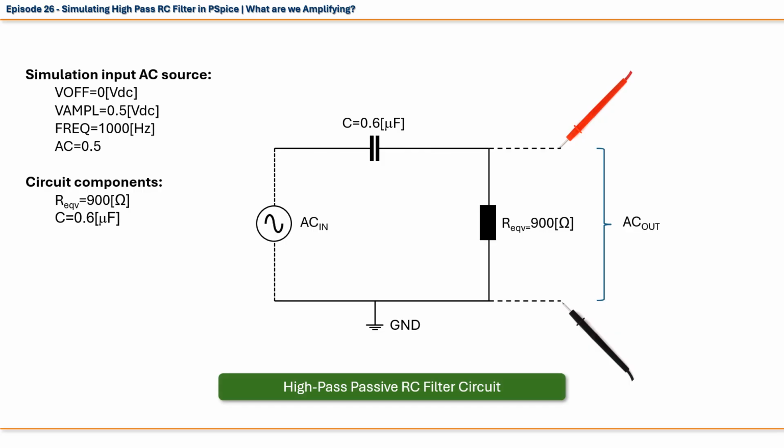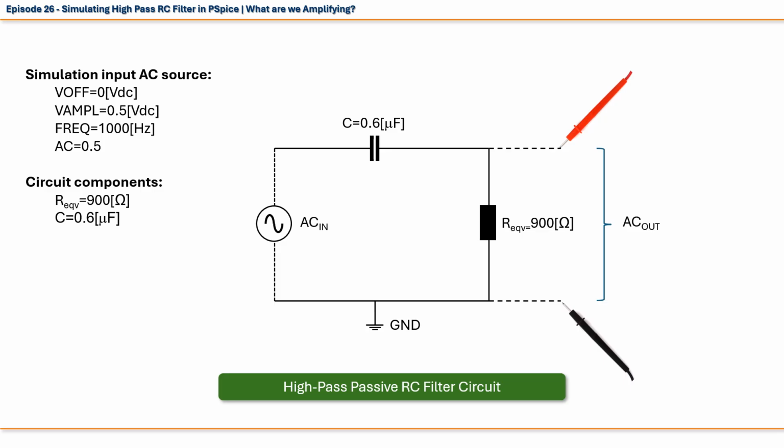We will use the built-in AC signal generator in our simulation software. Please pay close attention to the definition of AC source parameters. They are as follows. V off is the DC voltage offset of an AC input signal. We will set this to 0, because we do not want any DC offset. Next parameter, V amplitude, is the amplitude of our input signal. We will set this to 0.5 volts, as our input signal has a 1 volt point-to-point value.